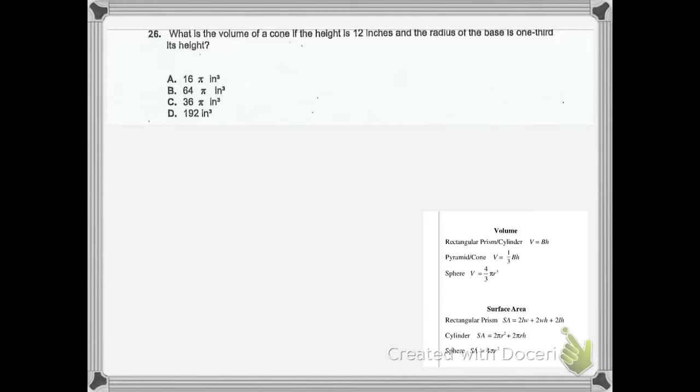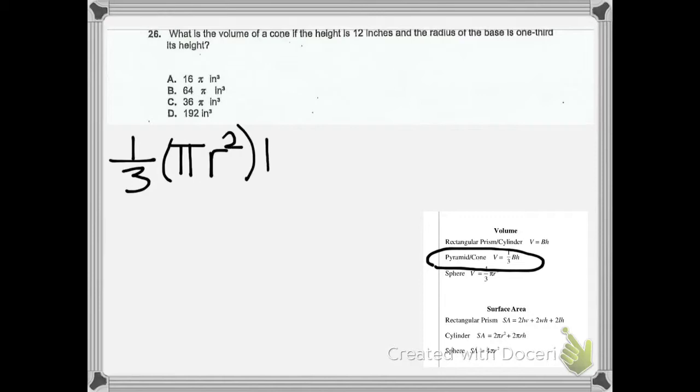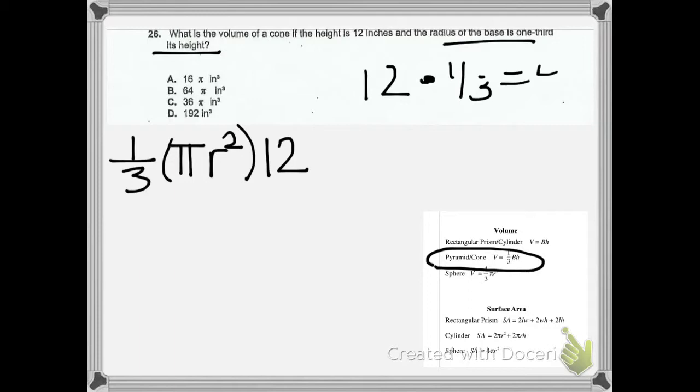26. What is the volume of a cone if the height is 12 inches and the radius is 1/3 the height? So again, I need to go to my formula sheet for a cone. So that's going to be 1/3 capital B, which is going to be pi times r squared, times the height, which is 12. Now it doesn't tell me what the radius equals, but it says it's 1/3 of the height. So if the height is 12, then 1/3 of that would be 12 times 1/3, which equals 4. So I'm going to change my r to be a 4. So I need to say 1/3 times pi times 4 squared times 12, which would give me 64 pi. So my answer is B.